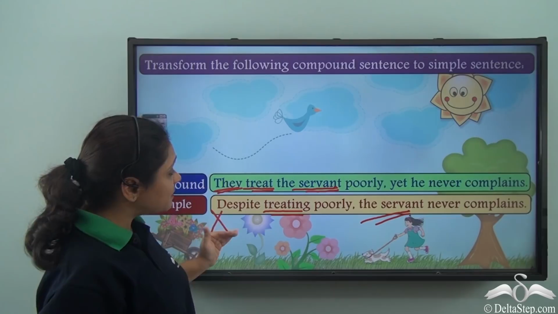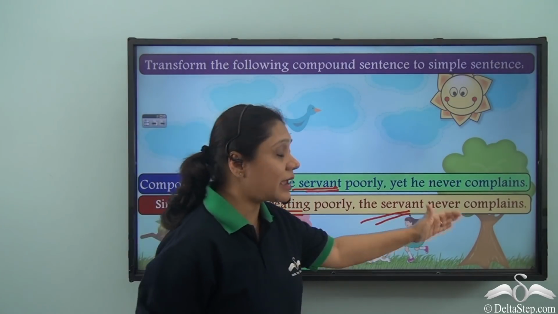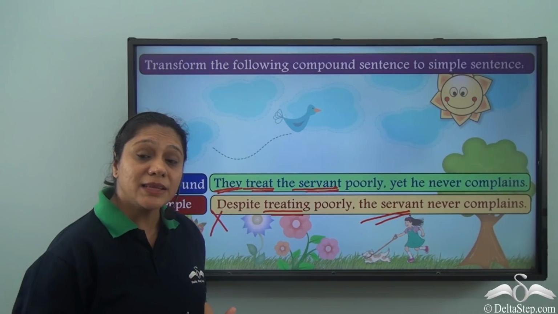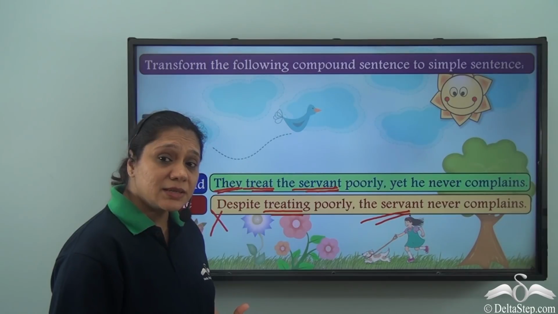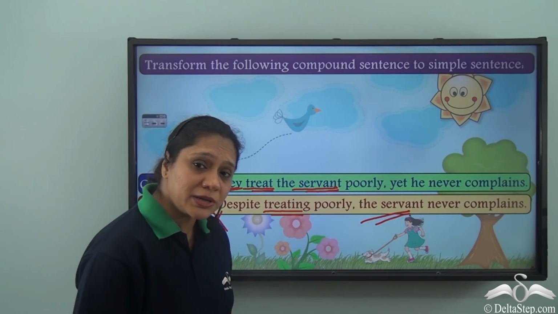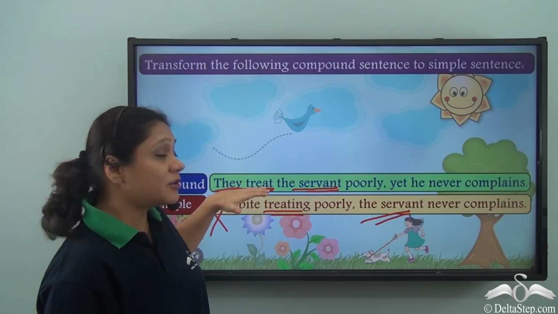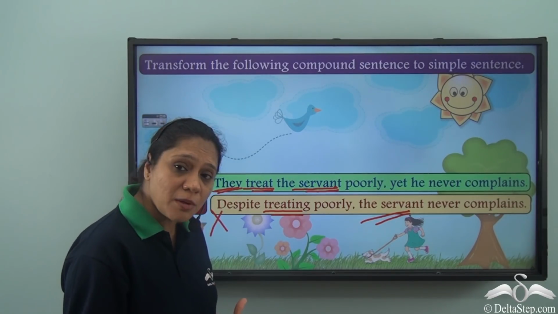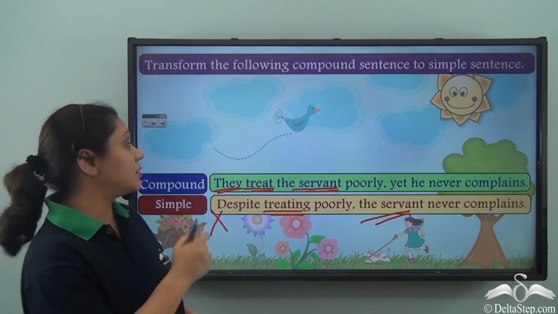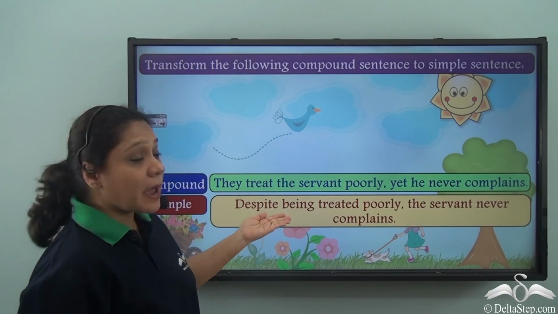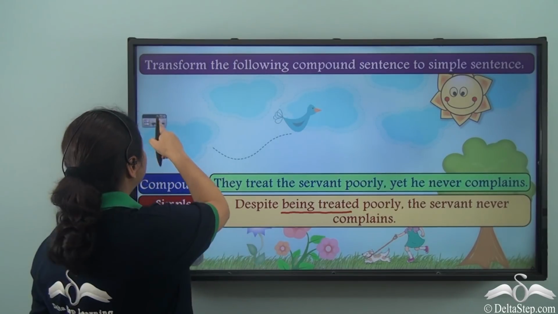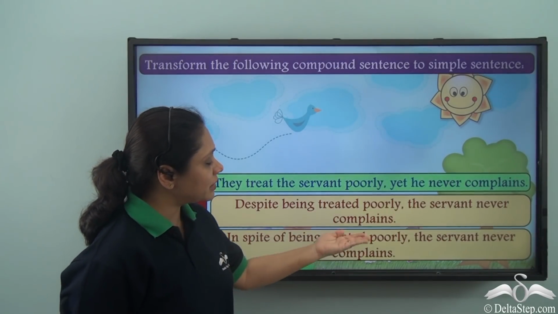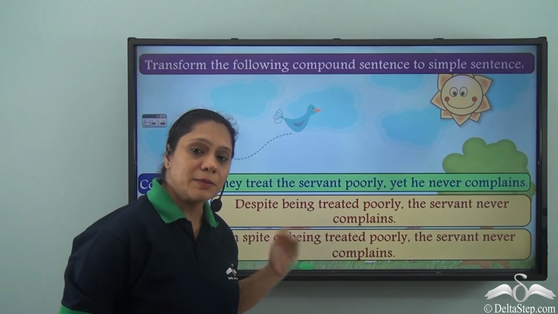So when I say, despite treating poorly, the servant never complains, this means that the servant is treating poorly, which is not correct. In the original sentence, the servant is being treated poorly. So we have to use treat in its passive form when we write. So the correct answer will be, despite being treated poorly, the servant never complains. We can also write it as, in spite of being treated poorly, the servant never complains.